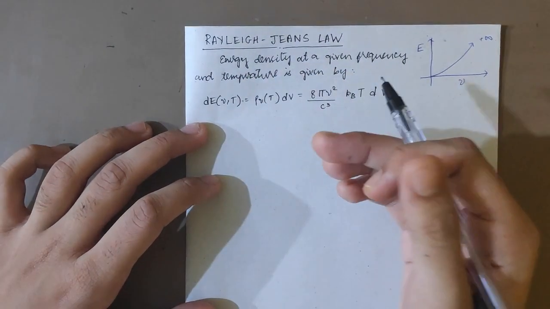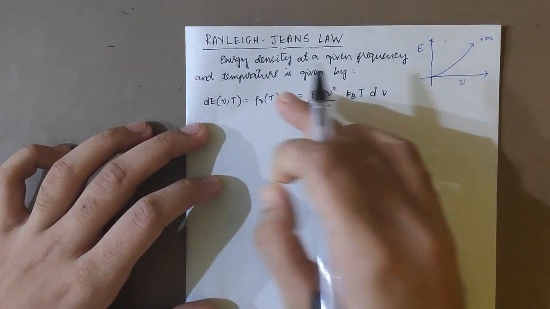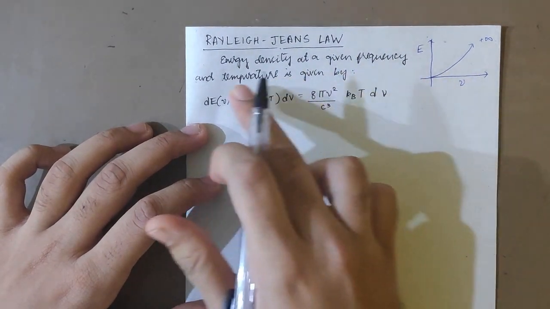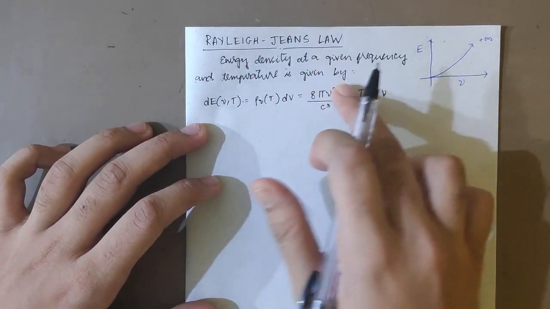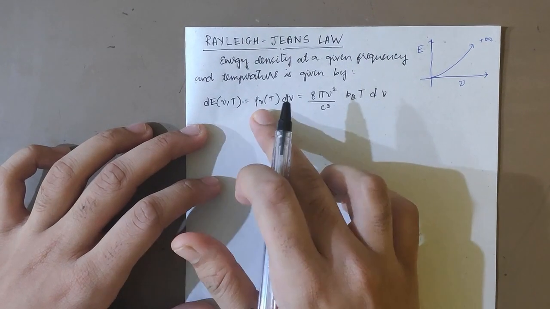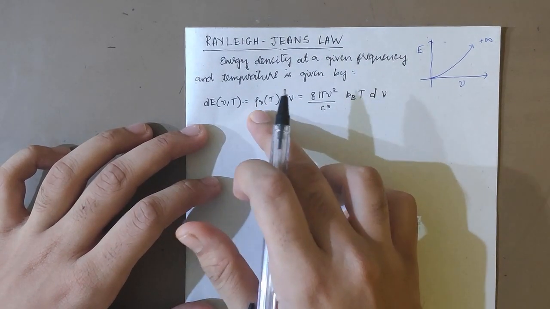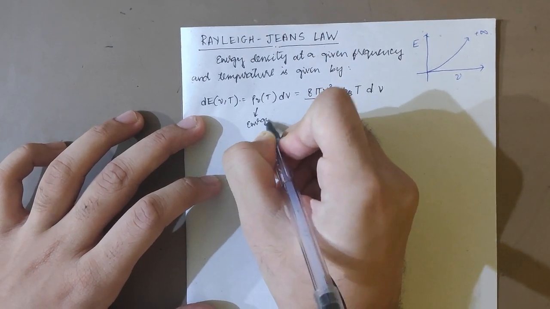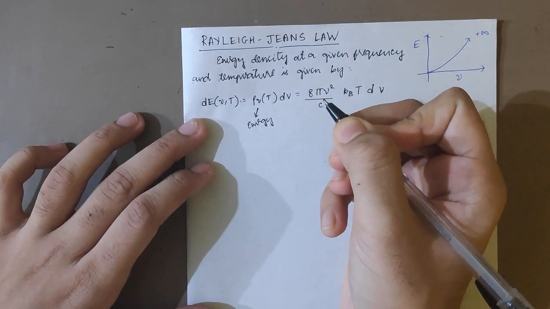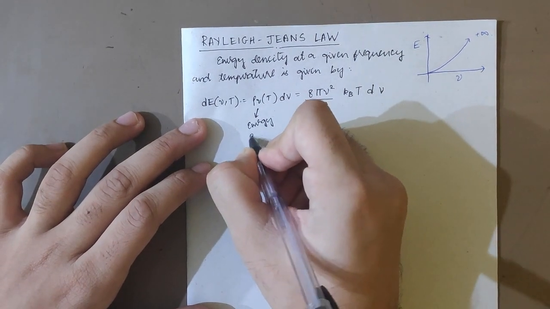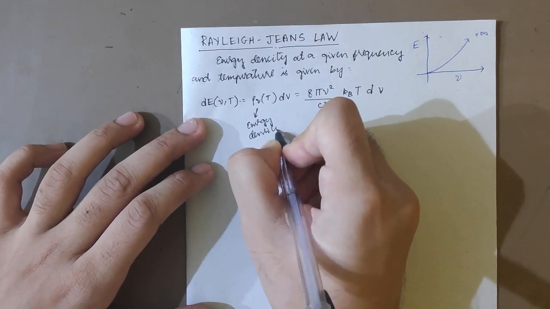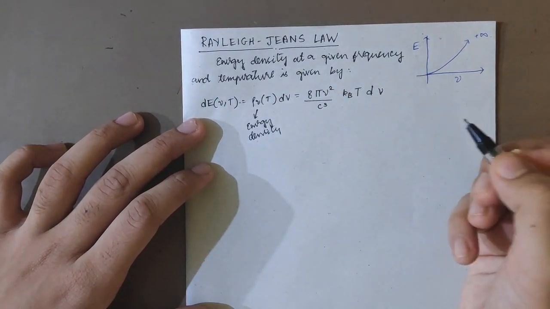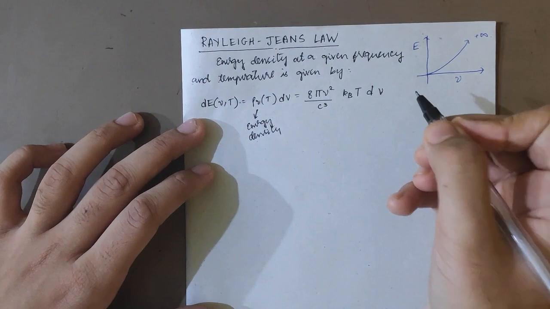Right? So we found that the energy density of a black body, that is the energy per unit volume of a black body at a given temperature and frequency, was given as follows. Now rho nu is the energy density and dV is the differential volume. rho nu dV was equal to 8 pi nu squared by c cubed times kBT into dV.